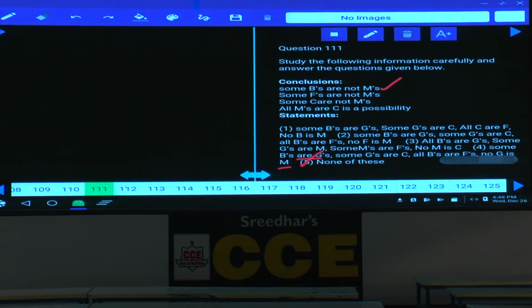Yes, what is the answer you got? Tell me. Did you get none of these? Yes, what is the key given here? 111, choice 4 is given as the answer.